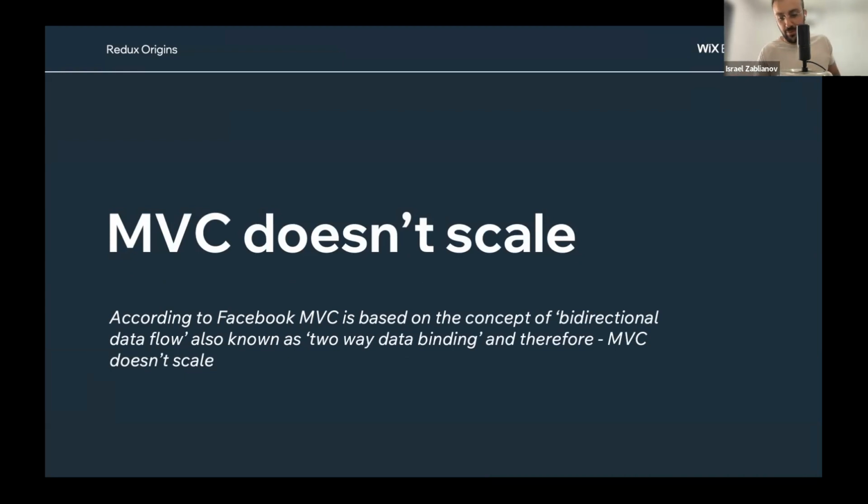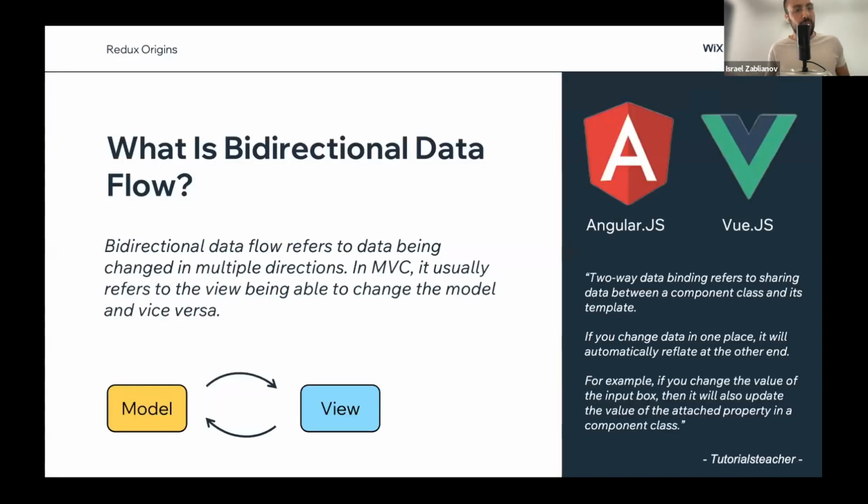Let's try to explain what this bidirectional data flow means and why it doesn't scale. Bidirectional data flow refers to data being changed in multiple directions. Basically, in MVC, it means that the model and view can change each other. I want you to think about the model and view as just pure classes. Bidirectional data flow means that the model class has access to the view instance, and the view class has access to the model instance, and they can change each other.